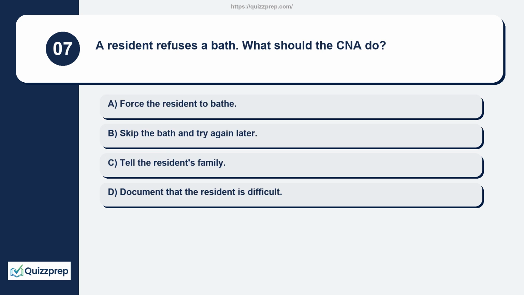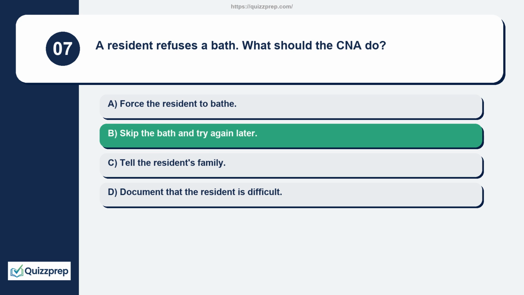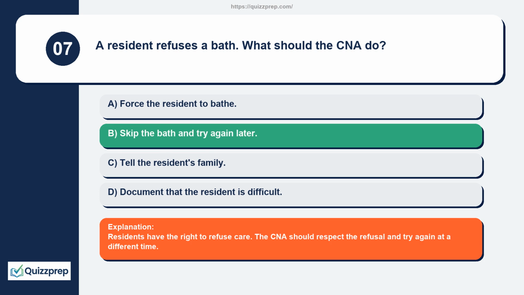Question 7. A resident refuses a bath. What should the CNA do? Force the resident to bathe. Skip the bath and try again later. Tell the resident's family. Document that the resident is difficult. Residents have the right to refuse care. The CNA should respect the refusal and try again at a different time.